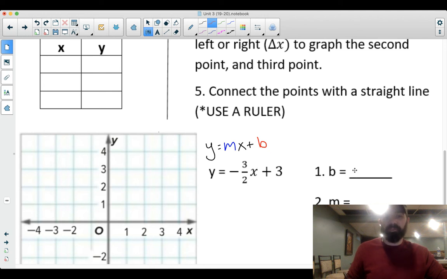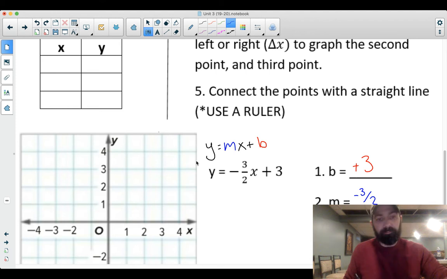Well, in this case, what is our b? What is that number at the end of our equation? Y equals negative 3 over 2x plus 3. Our last number is plus 3. That's our y-intercept. That means what is our m? What is our slope? Well, that's negative 3 over 2. So let's see what that looks like on a graph.